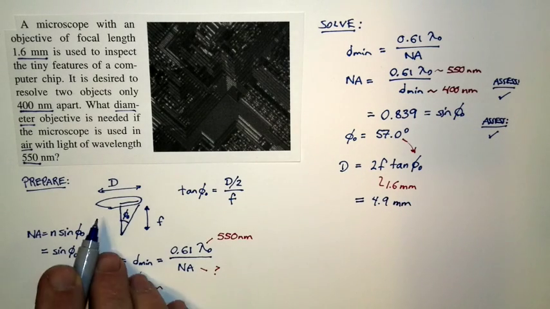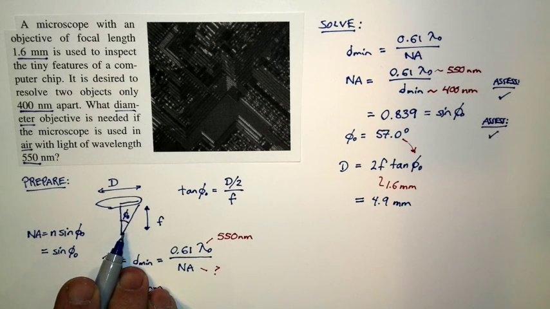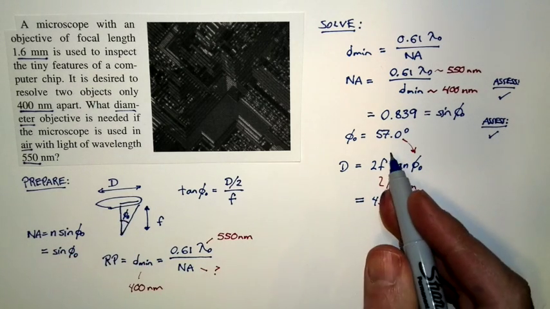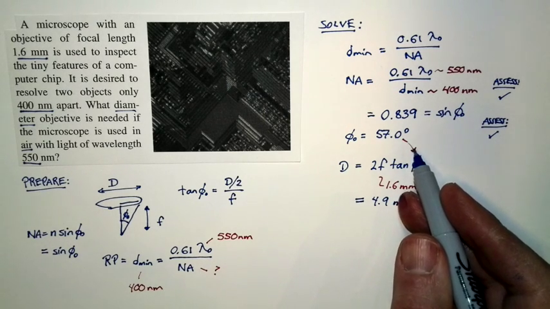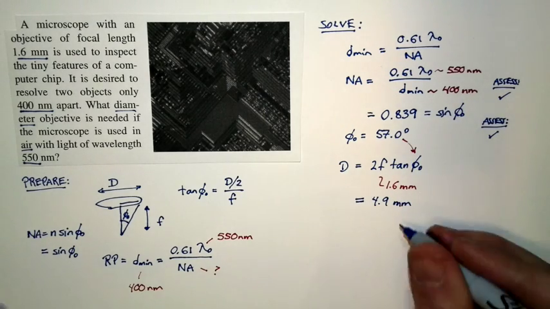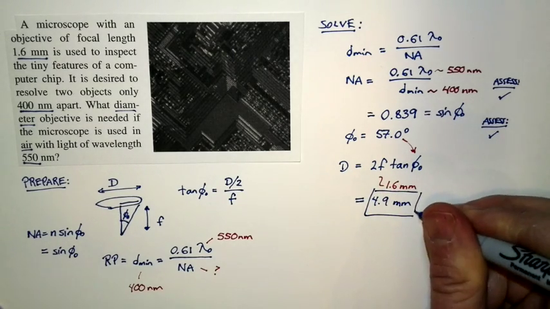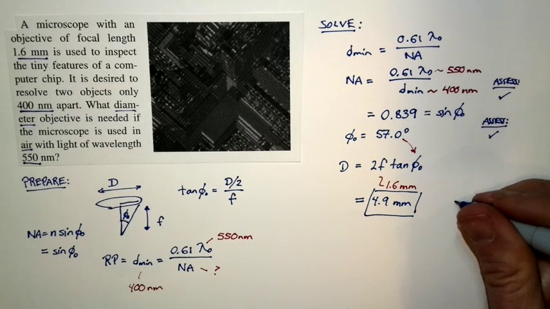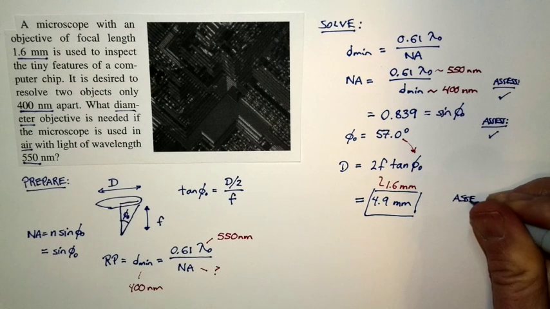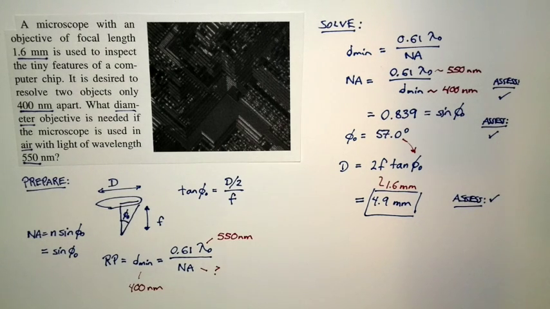Now take that back to our picture. If this is 4.9, this is 1.6. That's a pretty big angle, but we came up with 57 degrees. That's near the limit of what's possible. And so our result makes sense in terms of our picture and in terms of our understanding about what numerical aperture means. And so everything looks good. This matches with our expectations of the way the world works.